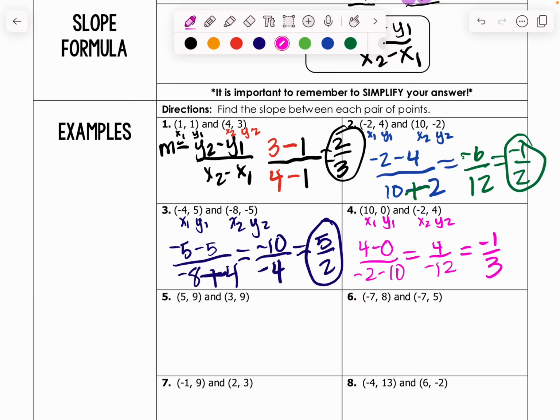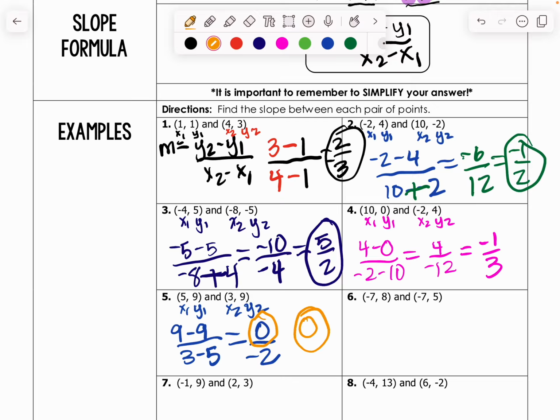Okay, number 5. We have x1, y1, x2, y2. Okay, and so 9 minus 9 over 3 minus 5. 0 over negative 2. When the zero's in the numerator like this, that means 0 divided by negative 2 is 0. So your slope is 0.